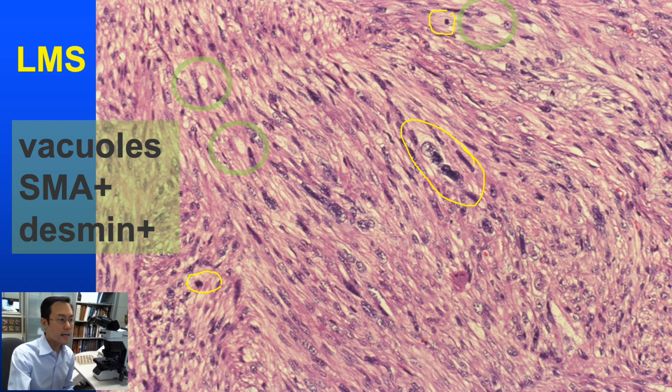Having said that, though, I think that at least for me, these are rare enough in practice that I would get confirmatory immunostains. Probably smooth muscle actin and desmin would typically suffice in most cases.